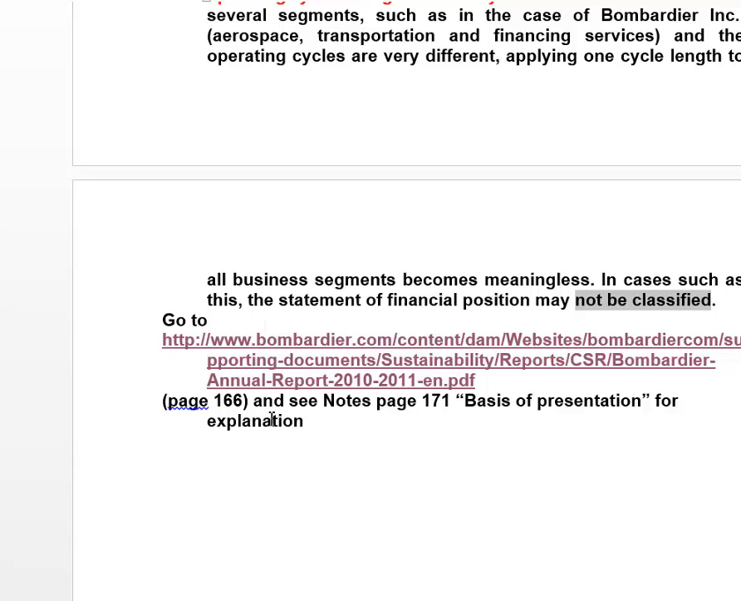So if you click this link, you can go to page 166 to view the statements yourself, and then look at the basis of preparation, which is one of the first notes in the notes section, and they'll explain to you that their aerospace and transportation divisions run on two different operating cycles, therefore they're not classifying their statement of financial position. So hopefully this video has been of a little bit of help in preparing a statement of financial position in detail in accordance with the example given with your text, and you've understood a little bit about why some balance sheets may not be classified.